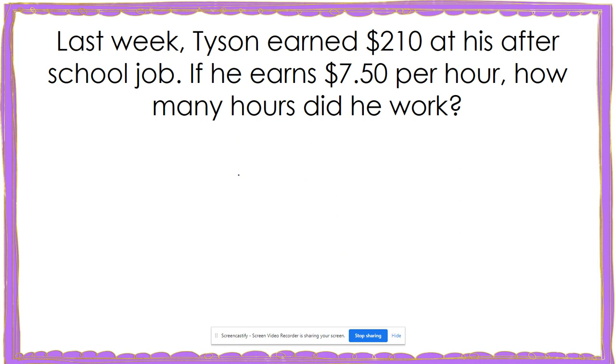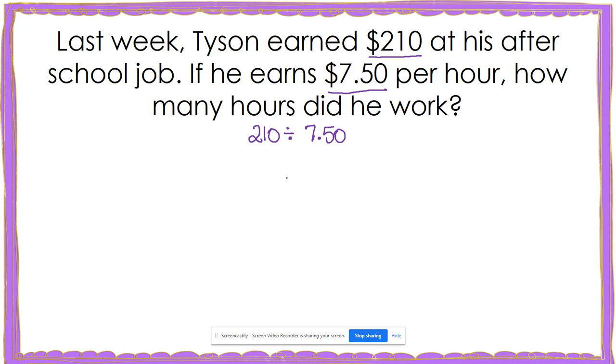Last week, Tyson earned $210 at his after-school job. If he earned $7.50 per hour, how many hours did he work? Well, if I know that Tyson earns $210 and he gets $7.50 for each hour that he works, to figure out how many hours he worked, I'm going to divide the total he earned, which is $210, by the amount he earned each hour, which is $7.50.